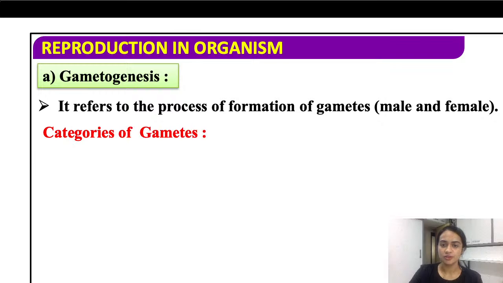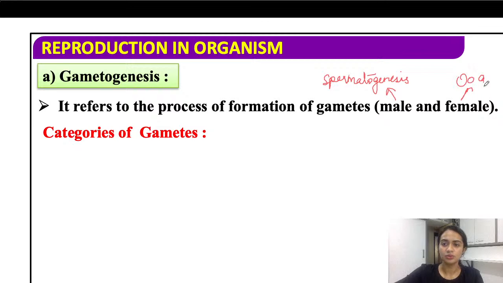Gametogenesis is the process of formation of gametes of male as well as female. Gametogenesis is a broader term. For the male it is termed gametogenesis, and the process of making gametes for the female is also gametogenesis. But if we look individually, the male will undergo spermatogenesis and the female will undergo oogenesis.